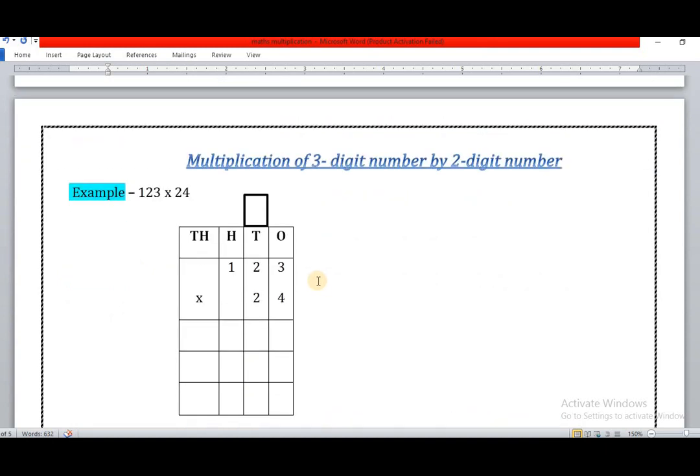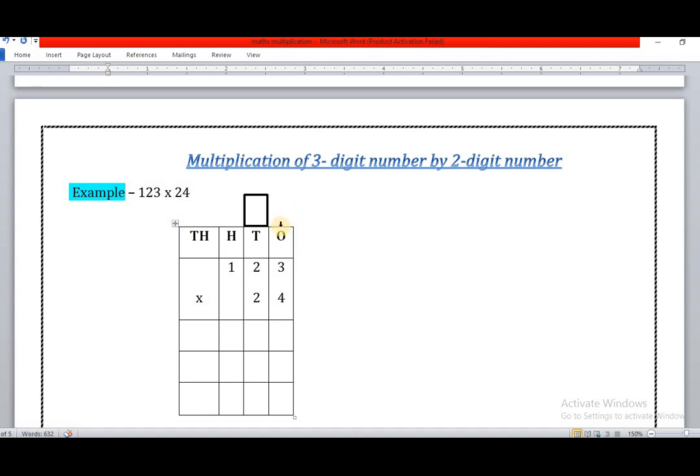Now comes multiplication of a 3-digit number by a 2-digit number. Example is 123 into 24. I have written the number according to their place. I put 1000, 100, tens, ones. I have written the number 123. I have put the sign of into and I have written the number with which I am multiplying, that is 24. Let's do certain steps.